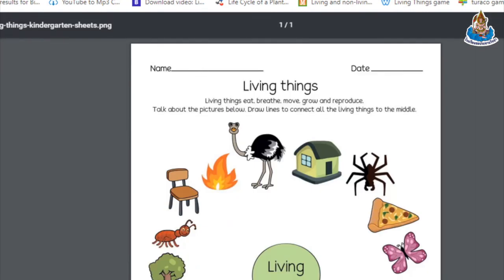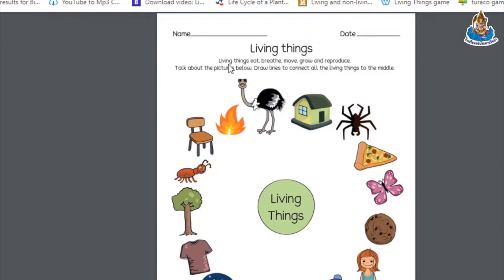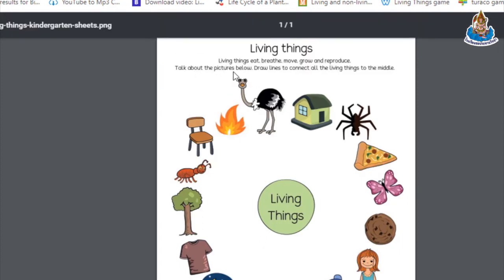Last worksheet, you have to talk about the pictures below. Draw lines to connect all the living things to the middle. For example, a spider is a living thing. So you draw a line. So draw a line to all the living things. Connect all the living things in the circle in the middle.